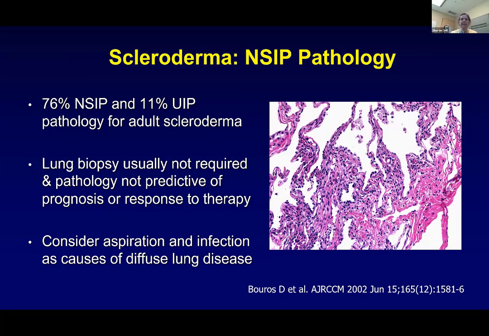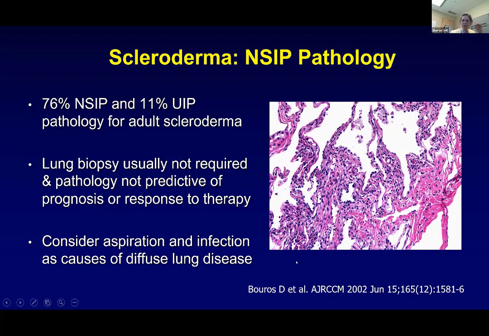And again, classically on pathology, you will see an NSIP pattern. In adult scleroderma, sometimes you'll see a UIP pattern, but most often it's an NSIP pattern. Usually you don't need a lung biopsy unless there is a diagnostic dilemma. If you've got a clear-cut case of diagnosed systemic scleroderma and they have a CT scan that looks like scleroderma ILD, you don't need to do a lung biopsy. But it's not always that straightforward, so sometimes a lung biopsy is helpful.